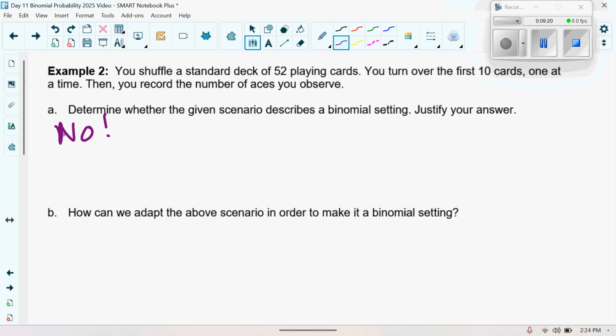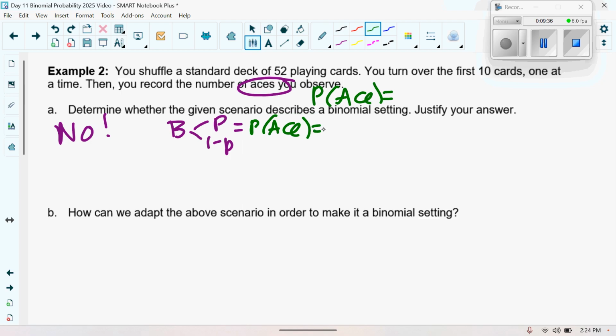Does each trial fall into one of 2 categories, success or failure? I'm hoping you said yes. We're looking at aces. So the probability of an ace is considered success. The probability of getting an ace in a clear deck is 4 out of 52. So the probability of failure would be the probability of not getting an ace, and that's just going to be 1 minus 4 out of 52. Okay, so that one is met.